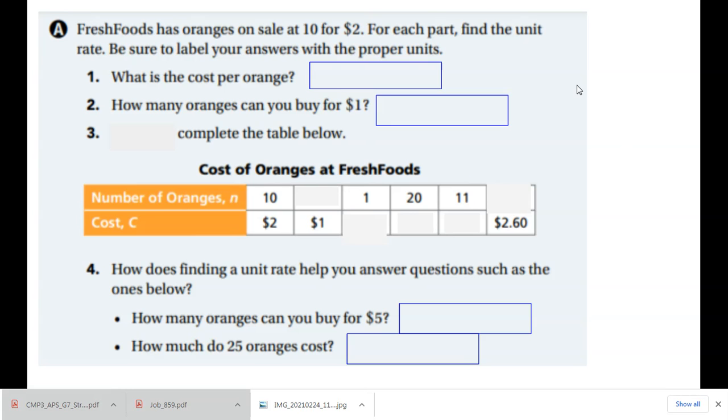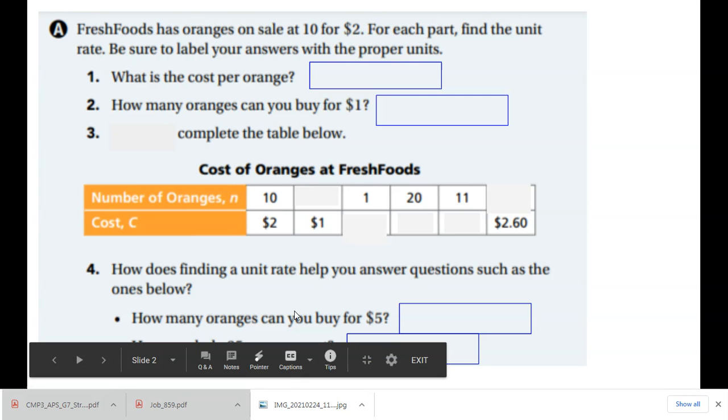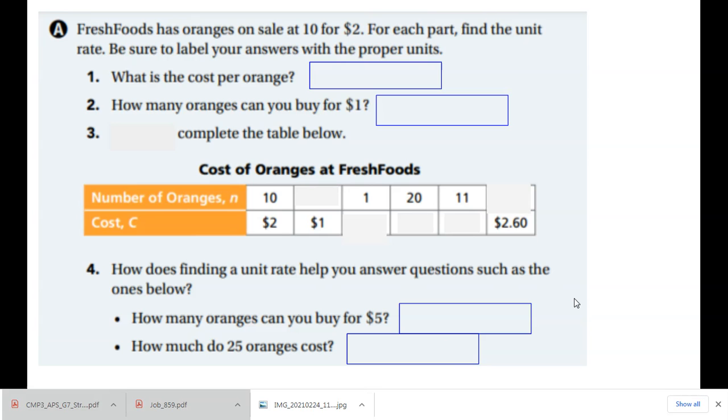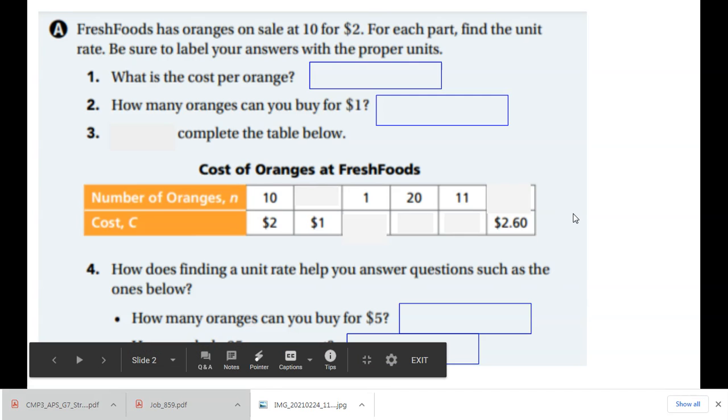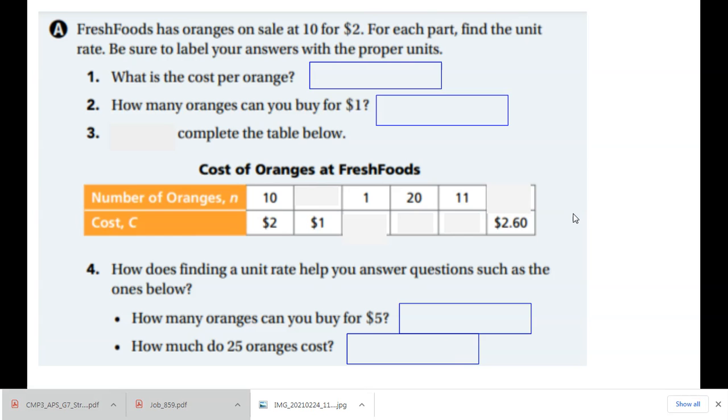How does finding a unit rate help you answer questions such as the ones below? How many oranges can you buy for $5? How much do 25 oranges cost? I should have made those text boxes a little bit longer because that is asking for an explanation, but you guys are tech savvy. You can make that larger.